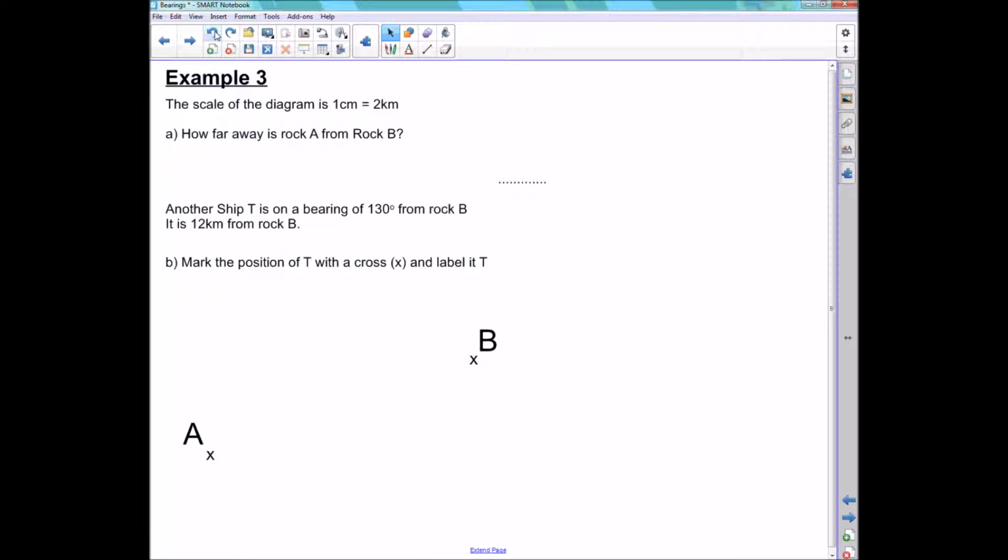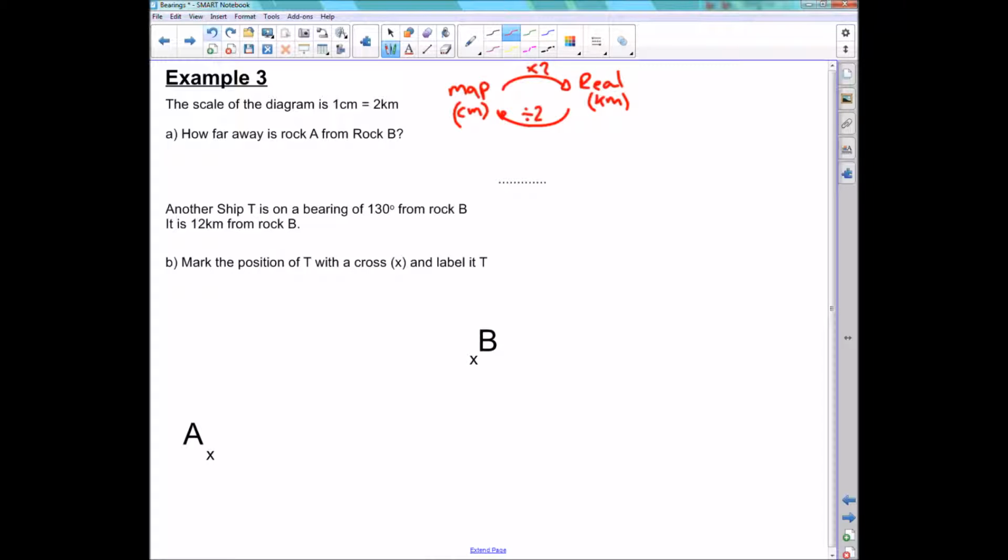Now in bearings questions, because it's about maps and mapping, they also like to include questions about scales. So I'm just going to go over a question in which they are incorporating bearings and scales as well. So here we've got a scale diagram where 1 centimeter equals 2 kilometers. Okay, so we have our map distance, which is measured in centimeters, which we need to multiply by 2. And that will give us our real distance measured in kilometers. And again, if we want to go back to our map distance, we need to divide by 2.